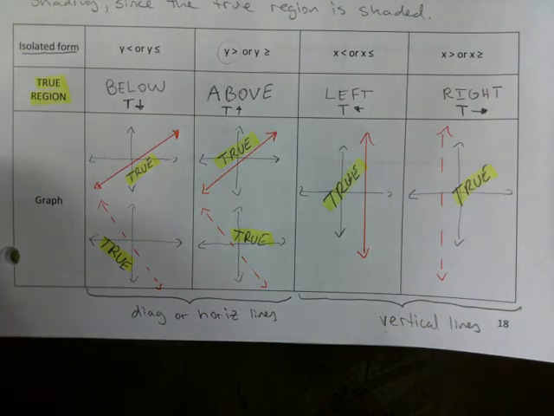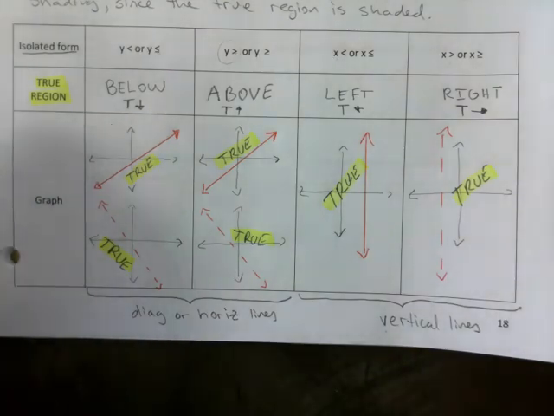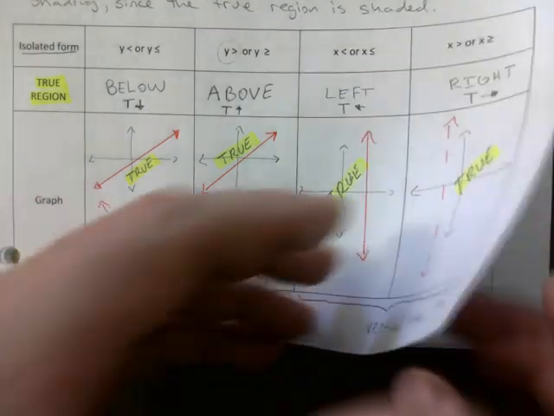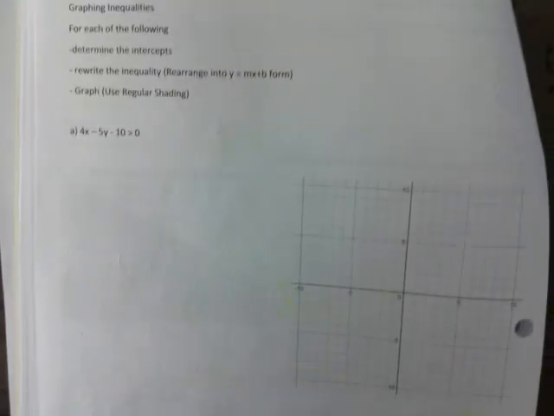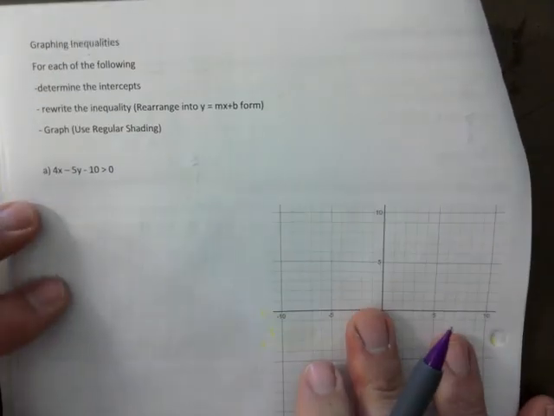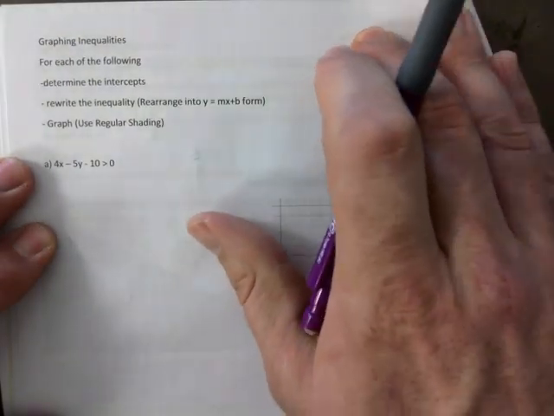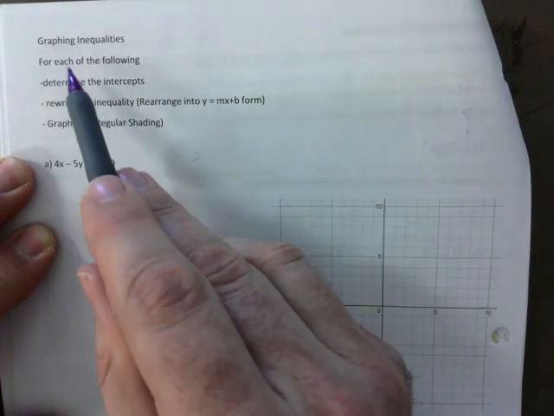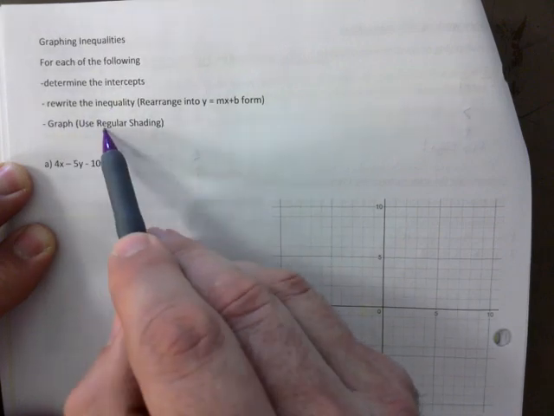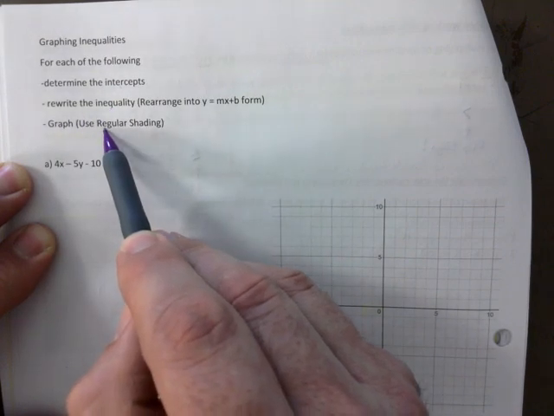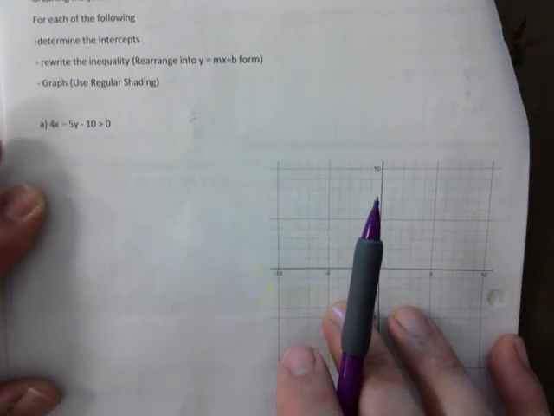So I'm a little pressed on time, guys, but I think we're gonna make it. Come with me. Let's graph one. Let's just graph it for now. For each of the following, determine the intercepts, rewrite, and then graph. Okay, let's do it. The intercepts.